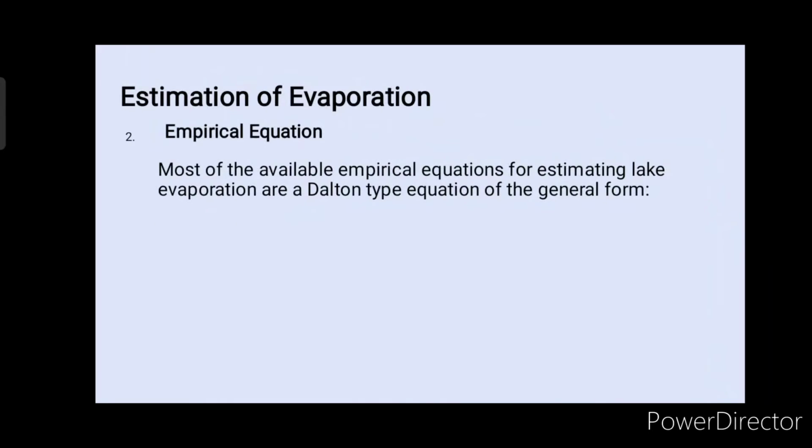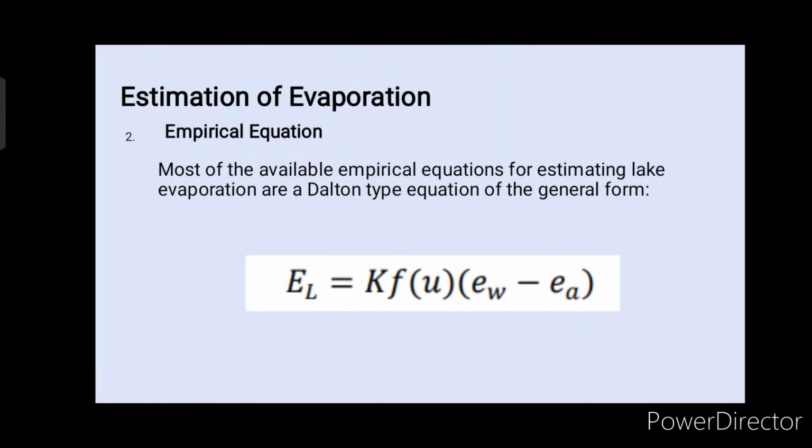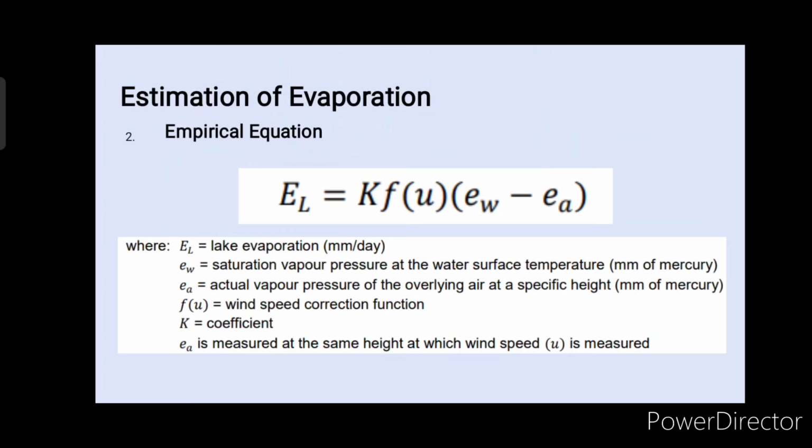Now, moving on to the second method of estimating evaporation, we have using empirical equations. Most of the available empirical equations for estimating lake evaporation are a Dalton type equation of the general form EL equals K times F of U times (EW minus EA). EL here is lake evaporation measured in millimeters per day.